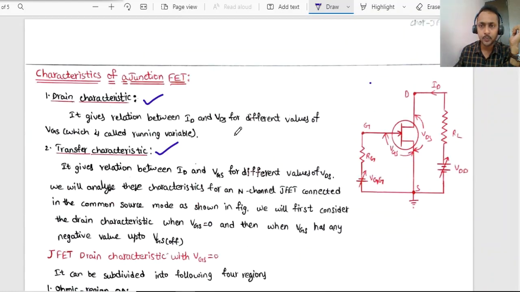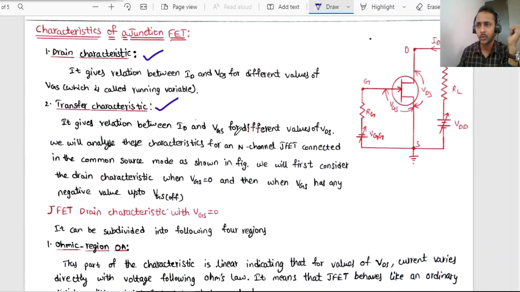Dear students, with respect to any characteristics, whether it is a diode or transistor or JFET, or with respect to the motors or generators, the very important point is for which parameters the graphs are to be plotted. Very important. What could be the x-axis variable and what could be the y-axis variable? If it is diode VI characteristics, if you remember, we have plotted the graph between the voltage and current, right? Similarly, here also with respect to the JFET, what are the different variables we are having?